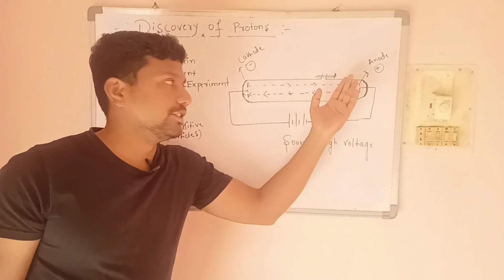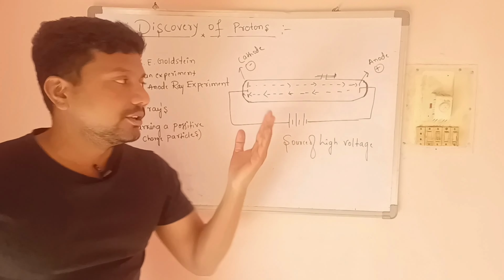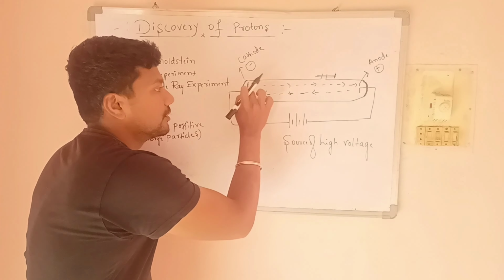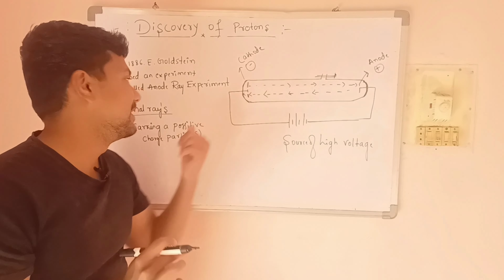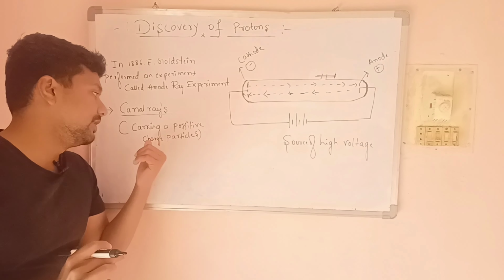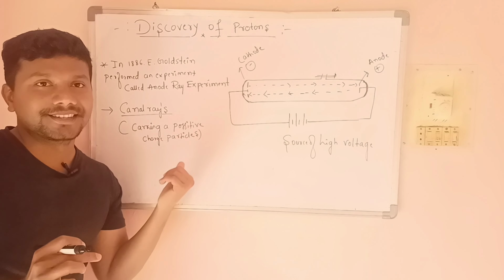He named them anode rays because the particles move from positive to negative. He also named them canal rays, because he made small holes that looked like canals. And these canal rays carry positively charged particles. That is how the canal rays, or positively charged particles, were discovered.